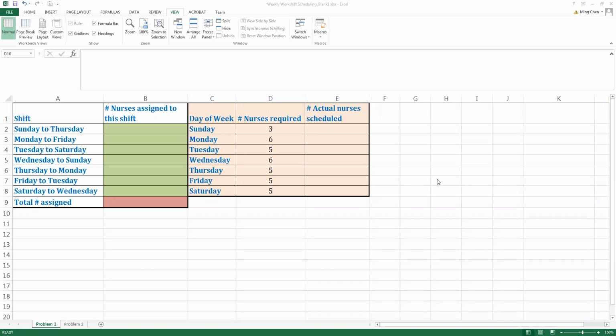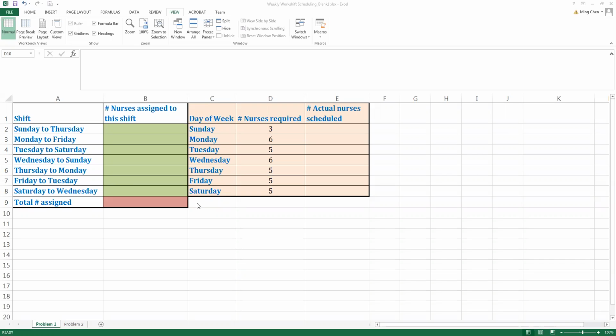Now let's talk about how to use Excel solver to determine the optimal staff scheduling problem. The technique we are going to learn in this session, you can use the same technique to deal with one of the case study. So let's look at this problem. So here I have an Excel file.